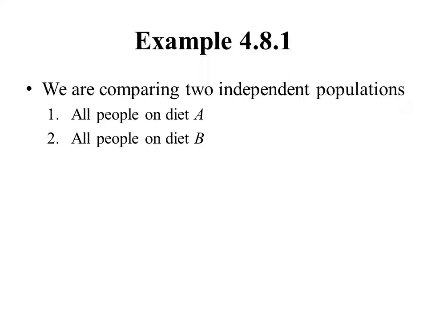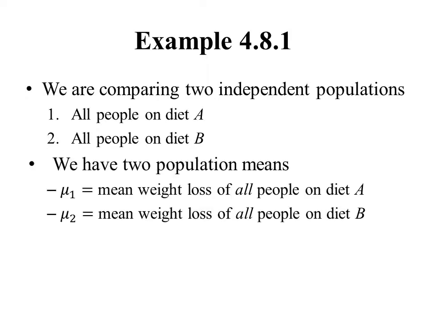Very similar to the first example, we are comparing two independent populations. We're interested in all people on diet A and then all people on diet B. Within those two populations, we have two population means: mu1, the mean weight loss of all people on diet A, and mu2, the mean weight loss of all people on diet B. Like in the previous example, we stress the word all here because we're interested in all people on diet A and all people on diet B, not just the 10 people who took diet A and the 10 people who took diet B.